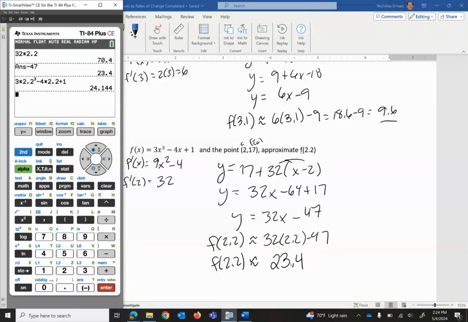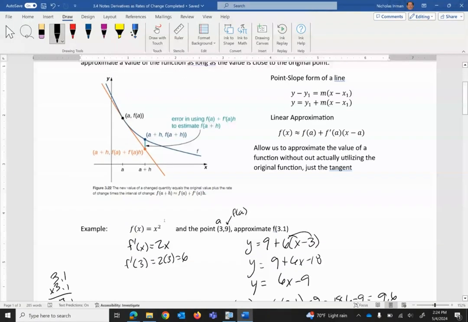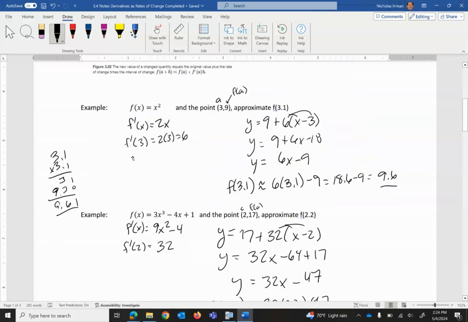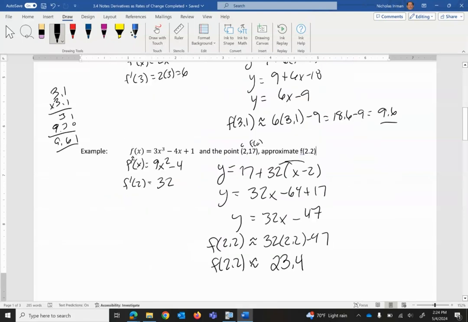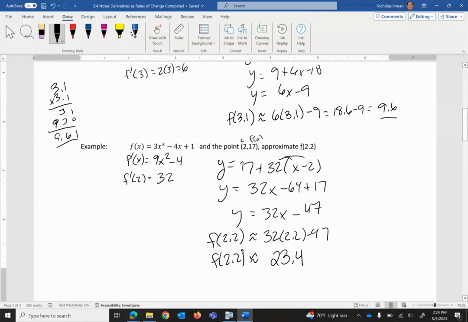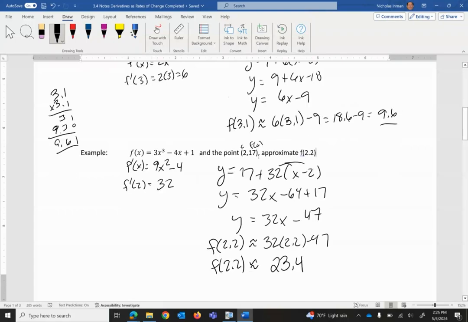Okay, and so that is just one of the ideas that we have with calculus. We want to be able to create a tangent line, use that tangent line to approximate a function. All right, and there we go. One of the reasons why this one is a little bit more off than the last one, here we were from 3 to 3.1, which is only 0.1. From 2 to 2.2 is off by 0.2. So that little extra distance away from our original x value does cause some issues.